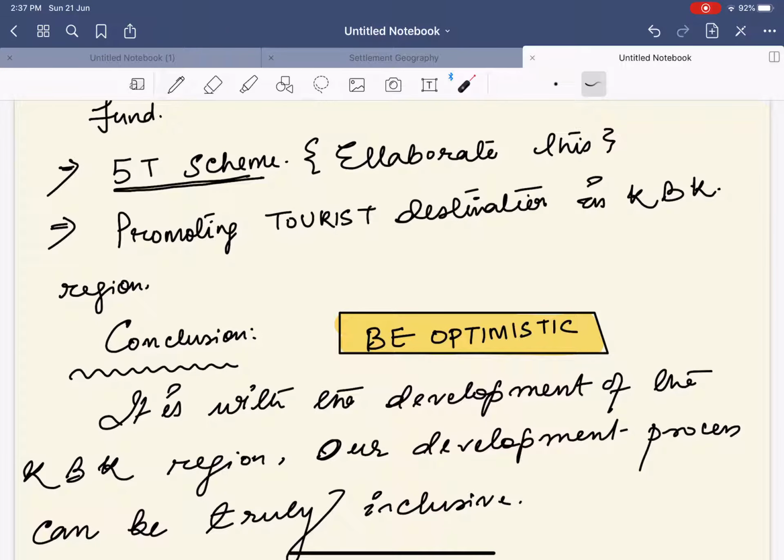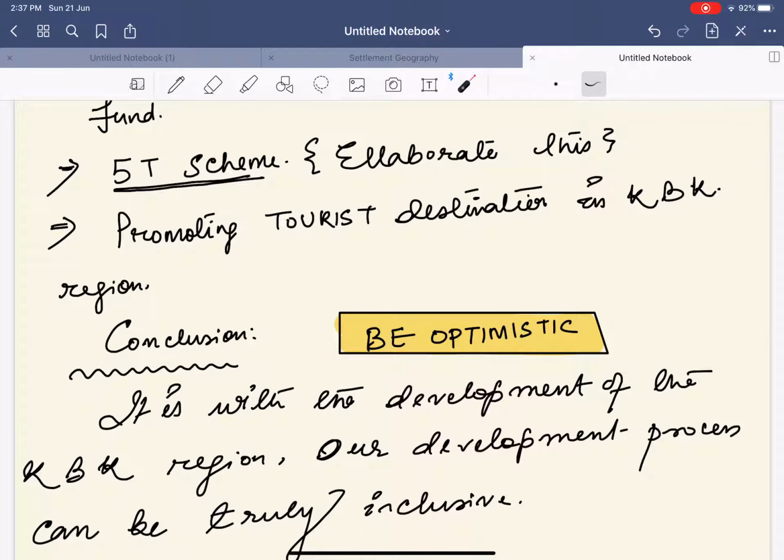Next, promoting tourist destinations in the KBK region. This is another main thing. See, remember that tourism will generate jobs more than any other thing. So if we can promote tourism in the KBK region, then that would really be helpful. But again, the basic problem that tourism is not promoted in this region is because of the lack of facilities. See, think of it: if we can have an airport in this KBK region, obviously people will prefer to go there.